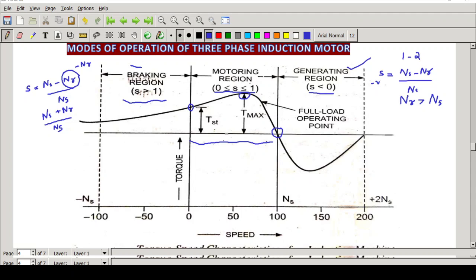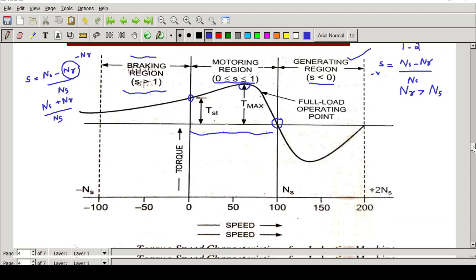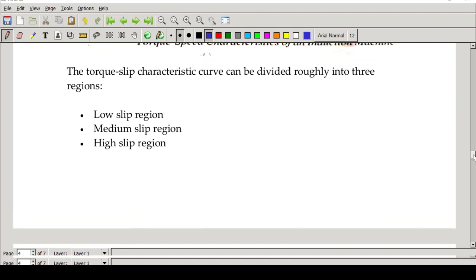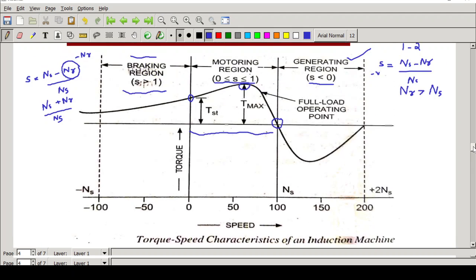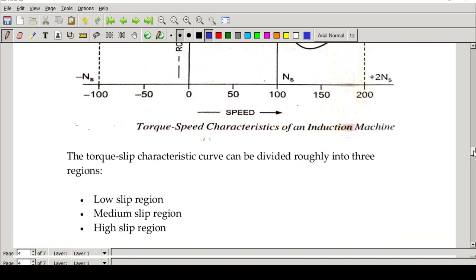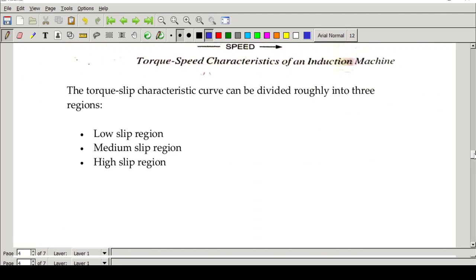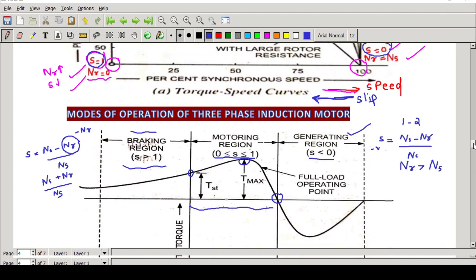Why do we need this braking mode? When we want to stop the motor, when we want to reduce the speed, and when we want to stop the motor, we have to go for this particular mode. Okay, so that is indicated here. That is, we have 3 regions: low slip region, that is when the slip is less than 0, then medium slip region when it is in the motoring mode, and high slip region when it is in the braking mode.